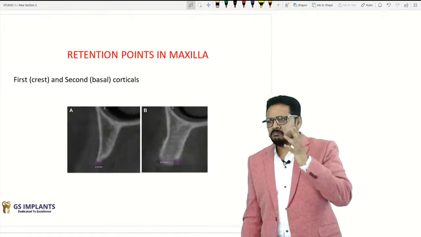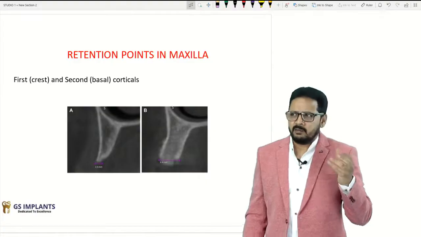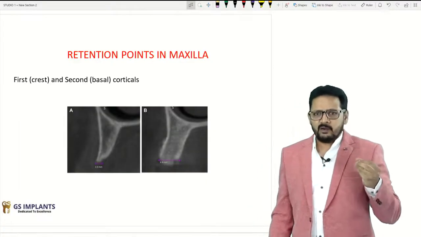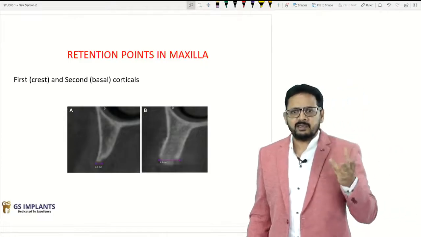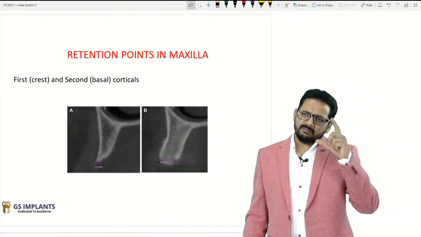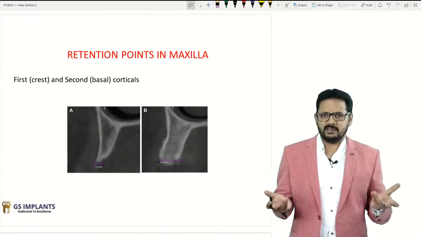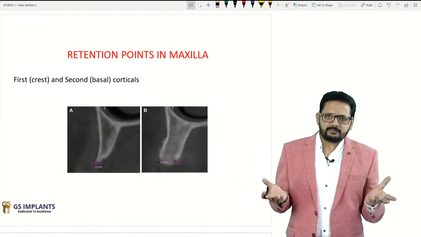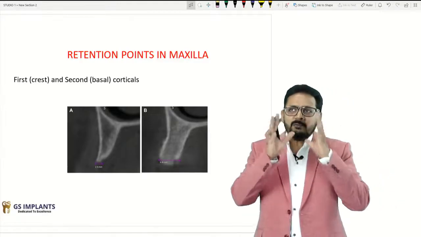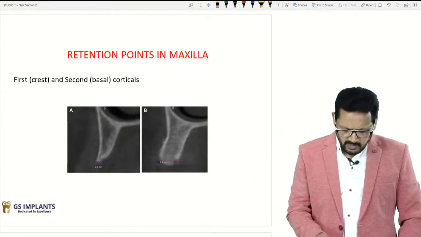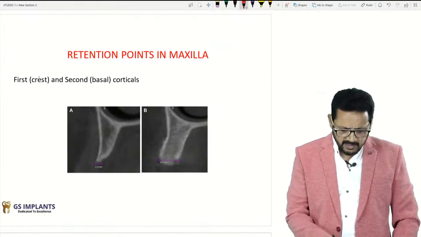See, most of the cases I don't ask the patient, or I don't burden the patient to go and get a CT scan done. A simple OPG is more than enough for us to actually place basal implants. We don't require much actually. We don't require CBCT. Okay. Now what are the retention points? You should understand certain terminology. The first thing is what?